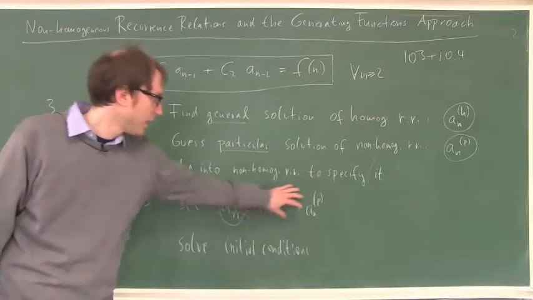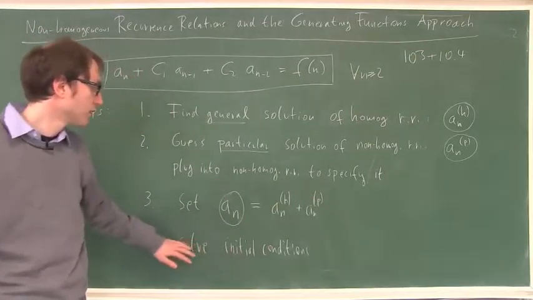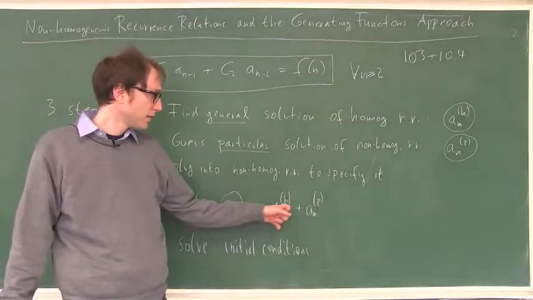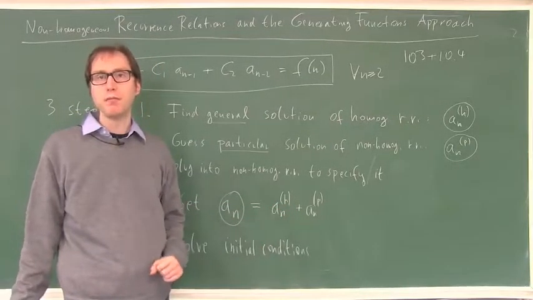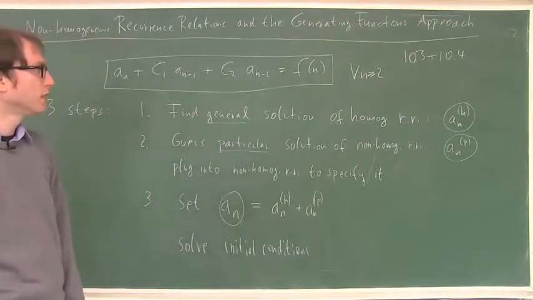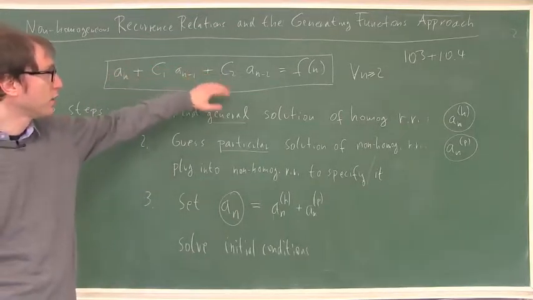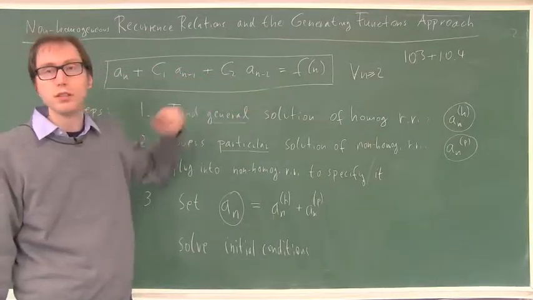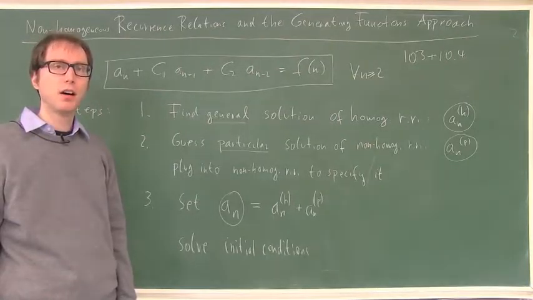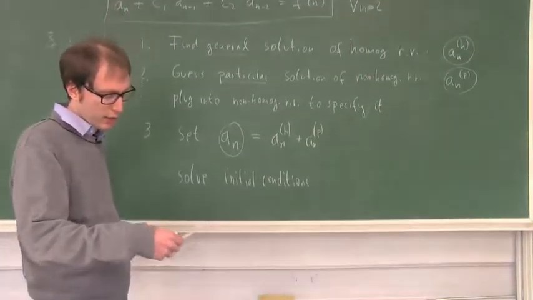And so you set this up like this, you plug in the initial conditions and solve for the last remaining constants in here and specify them. And then you will have solved the recurrence relation with initial conditions. Okay, so let's look at an example.